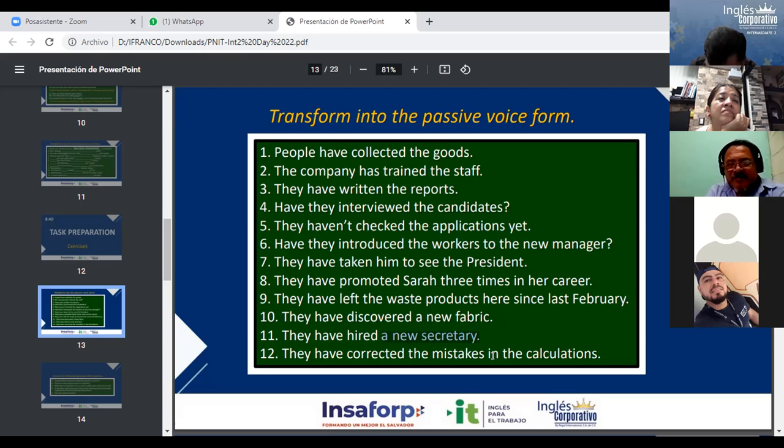Okay. The mistakes in the calculation have been corrected. Maybe the mistake has been corrected in the calculation. The mistakes in the calculations have been corrected. Is it correct? Okay, the mistakes in the calculation have been corrected. Excellent. Okay, now you finish.